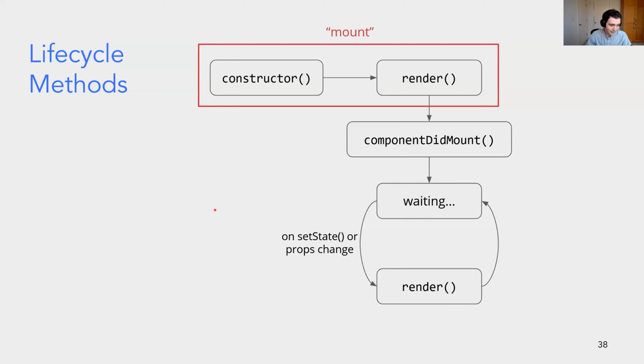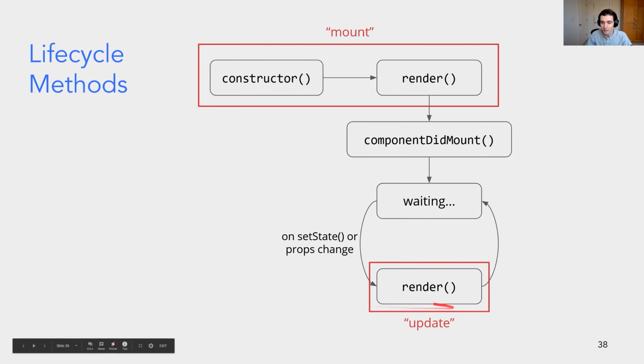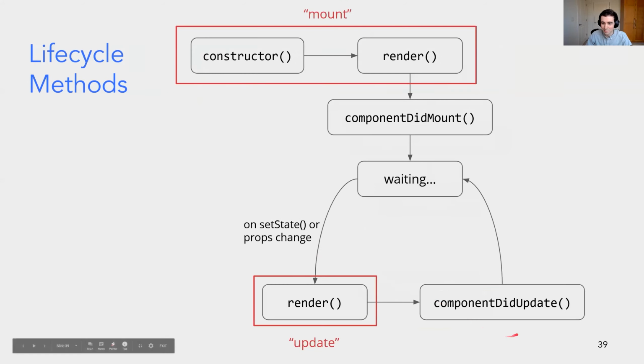Cool. And then the last thing I'm going to add here is update. So any later render call is called an update. So the initial one is the mount, any later one is the update. And there's actually one more thing here called componentDidUpdate, and it mirrors componentDidMount. Just any code you put in componentDidUpdate will get called after these secondary renders.